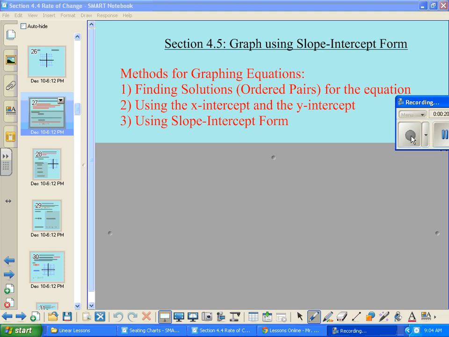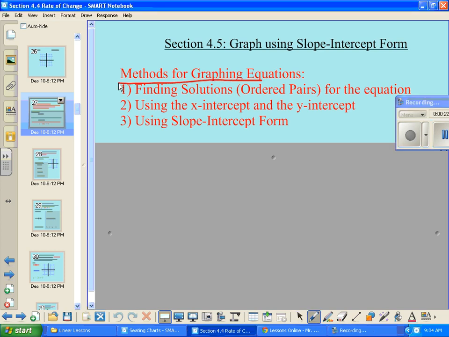So far we know three different methods, or I guess we know two. We're about to learn the third method for graphing equations. We've done finding ordered pairs, where I make sure the equation is solved for y, like y equals 2x plus 3. And then I make a little table and plug in some numbers for x, like 0, 1, and 2, and I find some ordered pairs and plot those and graph the equation.